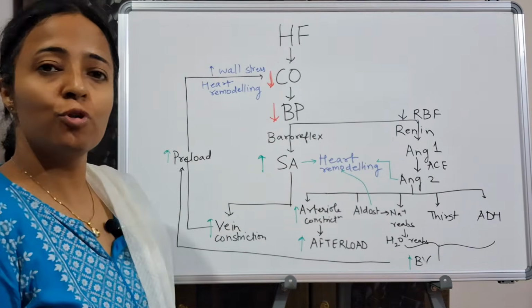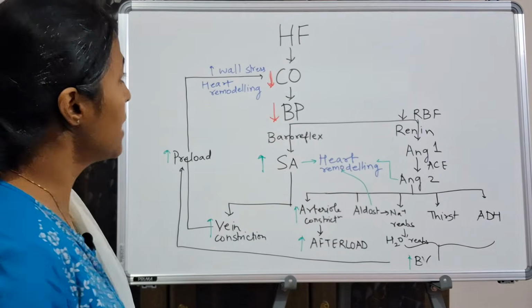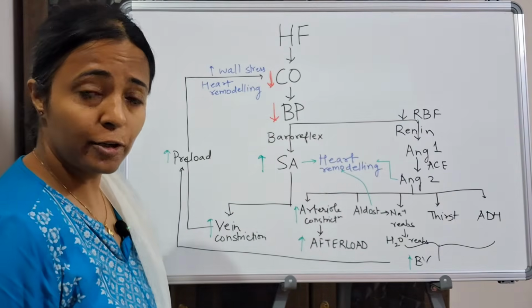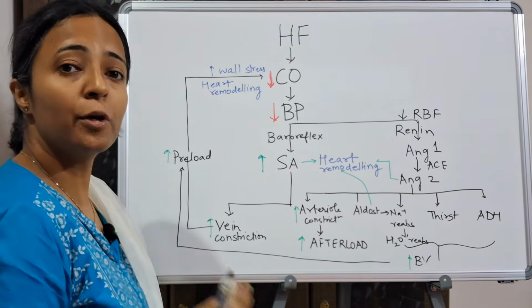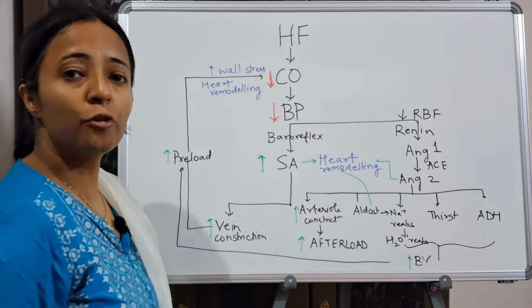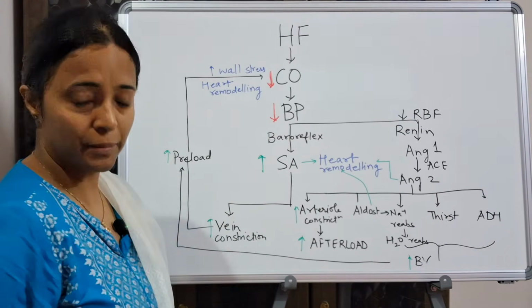In this video, we will talk about the drugs which can be used in heart failure. So here is a flow chart showing what happens in heart failure. In heart failure, there is a decrease in the cardiac output. The heart is not able to pump an adequate amount of blood. And since cardiac output is the determinant of blood pressure, there is a fall in blood pressure.